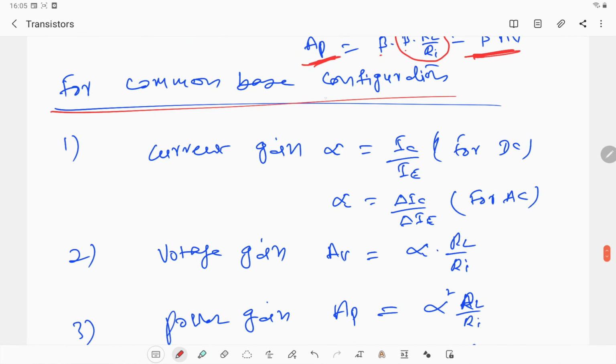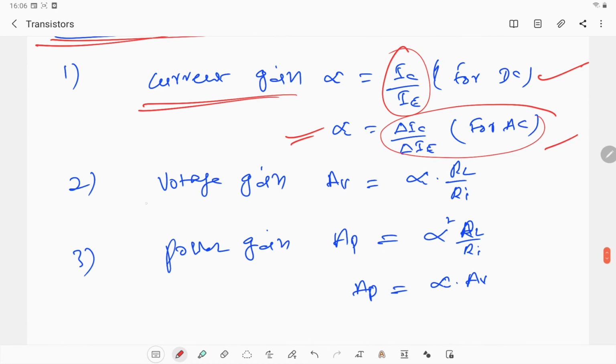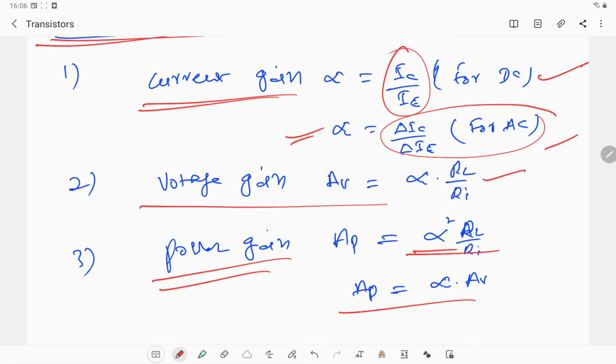Whereas in common base configuration, current gain alpha is equal to IC by IE for DC, and alpha is equal to delta IC by delta IE, this is AC. And voltage gain is alpha into RL by RI, and power gain is alpha square into RL by RI. Or AP is equal to alpha into voltage gain.